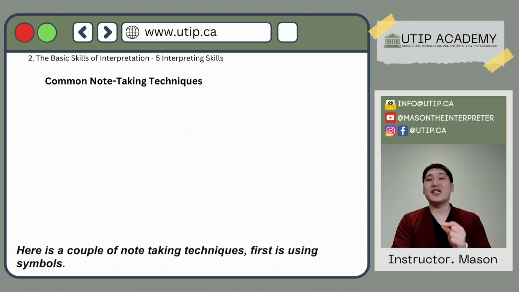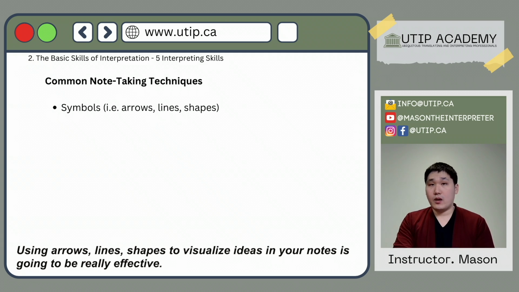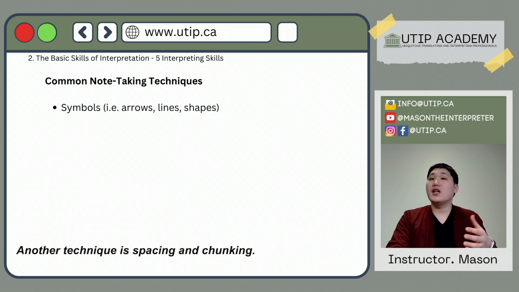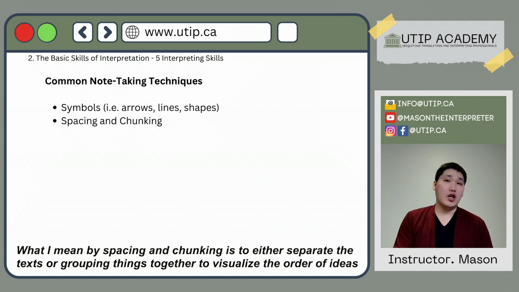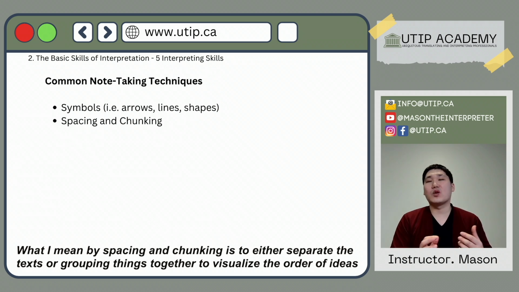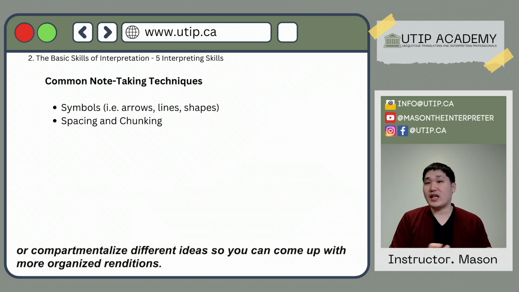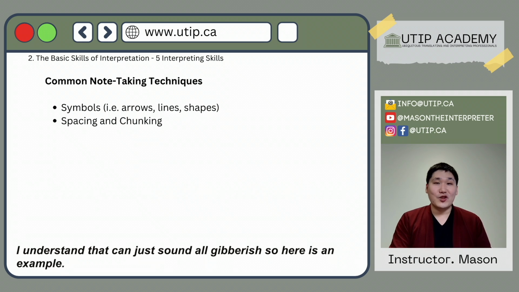First is using symbols. Using arrows, lines, shapes to visualize ideas in your notes is going to be really effective. Another technique is spacing and chunking. What I mean by spacing and chunking is to either separate the text or group things together to visualize the order of ideas or compartmentalize different ideas so you can come up with more organized renditions. I understand that can just sound like gibberish.